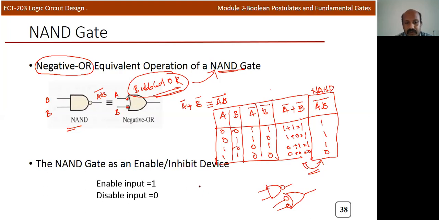For example, if any one of the inputs of the NAND gate is 0, for example this A input is 0, and B input can be anything. Irrespective of the input B, when A is 0, the output will always be 1. So it doesn't matter if B is 0 or B is 1. The output will always be 1, because any one input of the NAND gate being 0 gives output 1. So we can call 0 the disabled input of the NAND gate, and the enabled input is 1.